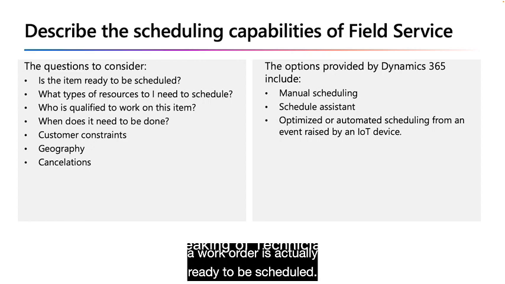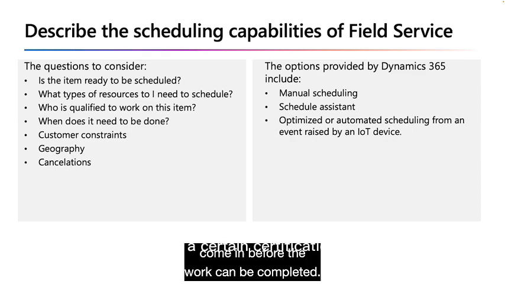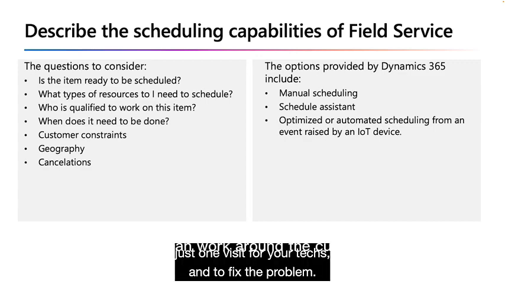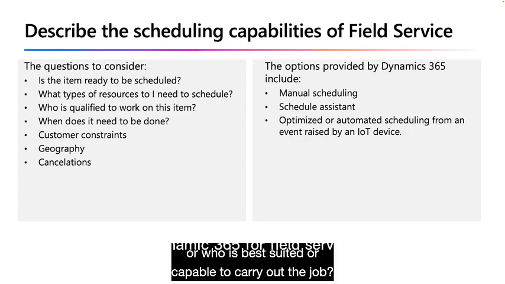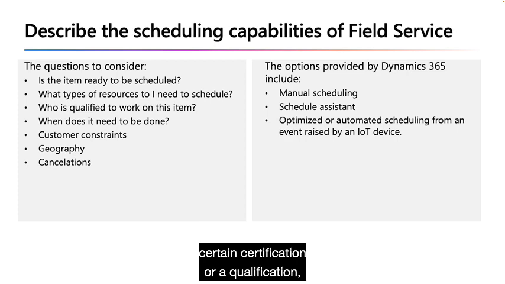Speaking of technicians, are you able to see what tools they'll need to complete the job, or who is best suited or capable to carry out the job? Because they may need a certain skill set or a certain certification or a qualification, or someone who can work around the customer's schedule. While there are so many different things that can go into the scheduling process, Dynamics 365 for Field Service can help you dispatch the right technician to the right job with the right tools.